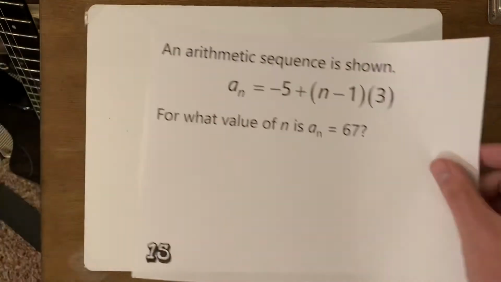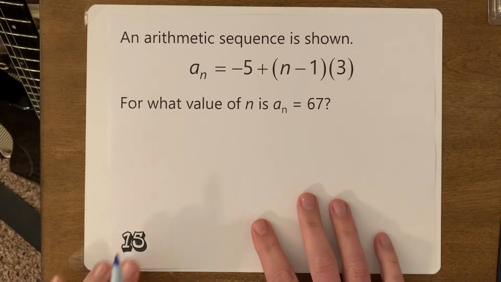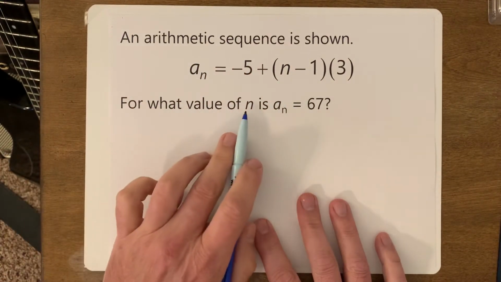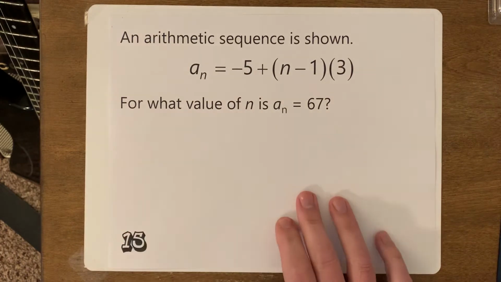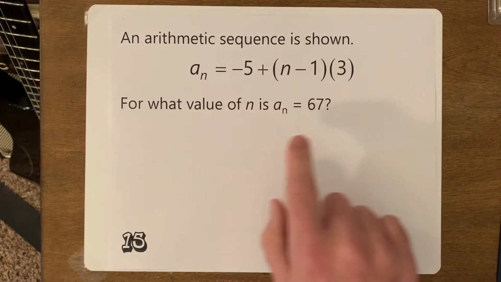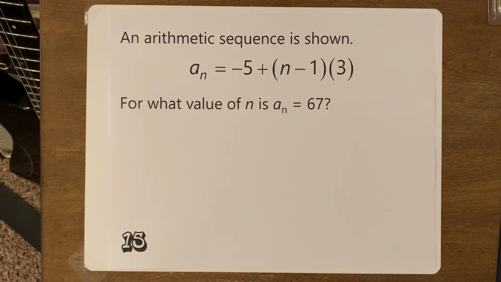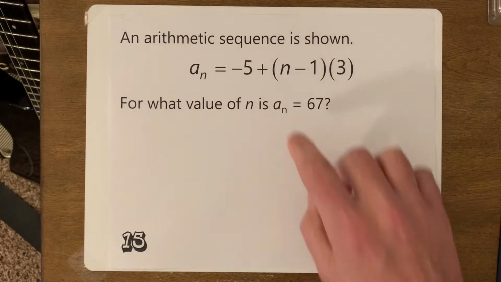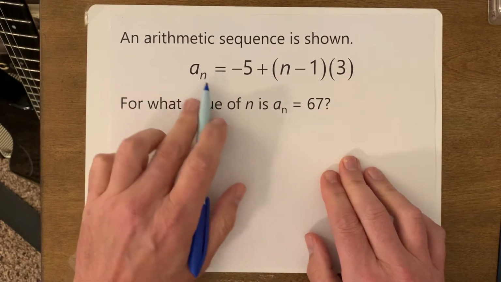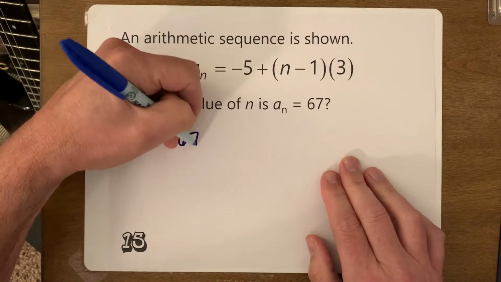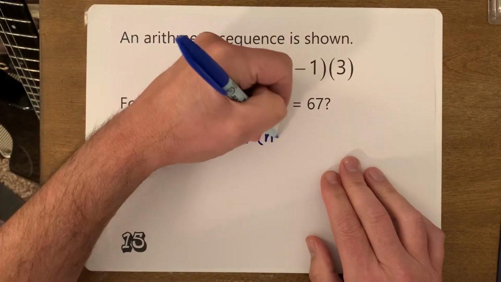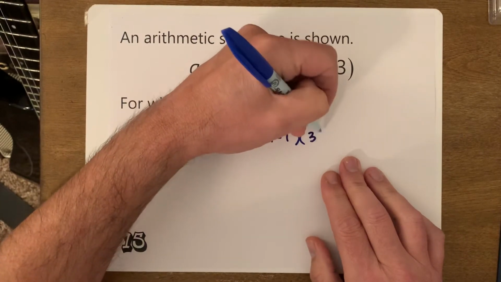All right, let's take a look at this one now. Just giving you some variety here. An arithmetic sequence is shown, and here it is. For what value of n is a sub n equal to 67? So I'm trying to figure out what value of n here would give me 67 as my term number. So if a sub n is 67, I'm going to take that 67 and put it in over here for a sub n. 67 equals negative 5 plus n minus 1 times 3.